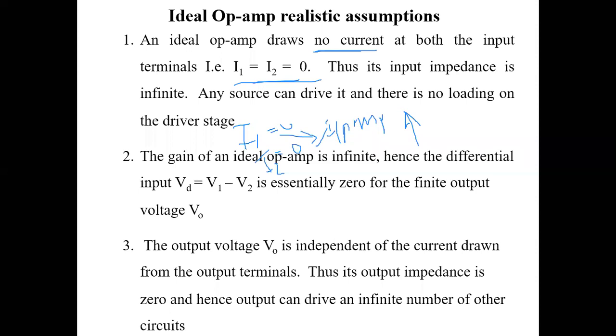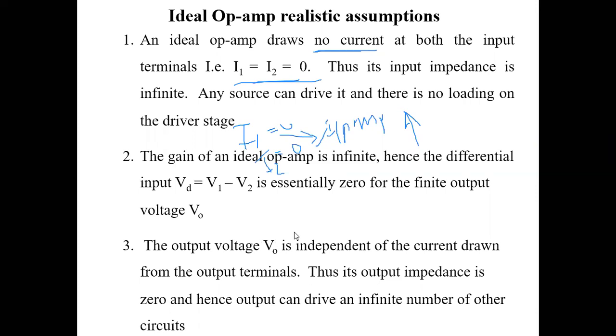If there is any difference at the input side, the output will get into saturation. Since the gain of the op amp is infinite, therefore the Vd must be equal to 0. That is, the differential input voltage must be equal to 0 for finite output. So Vd is nothing but V1 minus V2, the difference of the two inputs, and it should be equal to 0 for finite output. That is the second case.